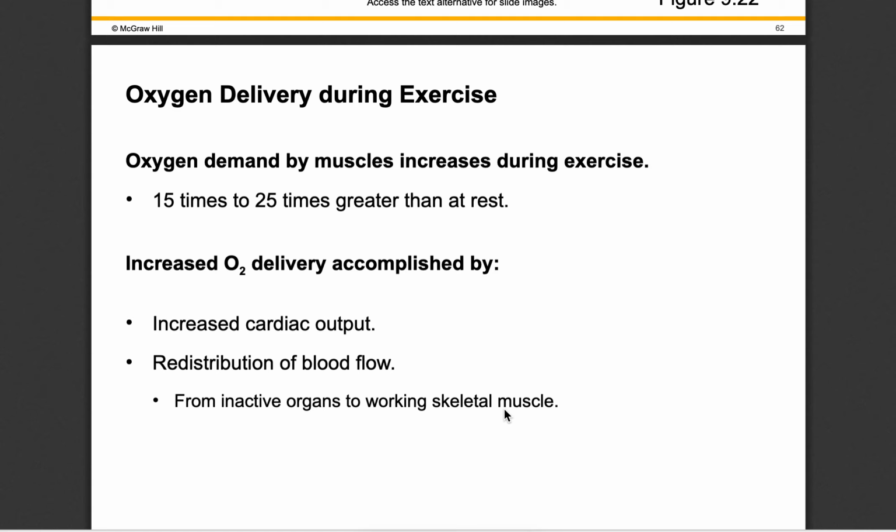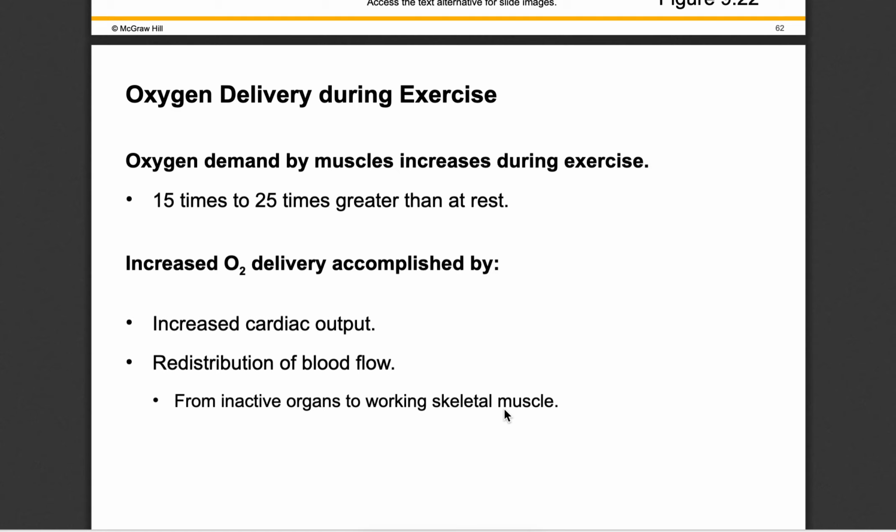And this can actually go up to 25 times greater than at rest. So you need 25 times more oxygen during exercise than you may at rest. This O2 delivery is done by increasing cardiac output, which we talked a lot about over the last few slides. There's also a redistribution of blood flow to make sure the oxygen gets to where it needs to be. If this didn't happen, we'd be delivering a lot of blood and oxygen to organs that may not need it or may not even be very active at the moment, and we want to get it to our working muscles during exercise.